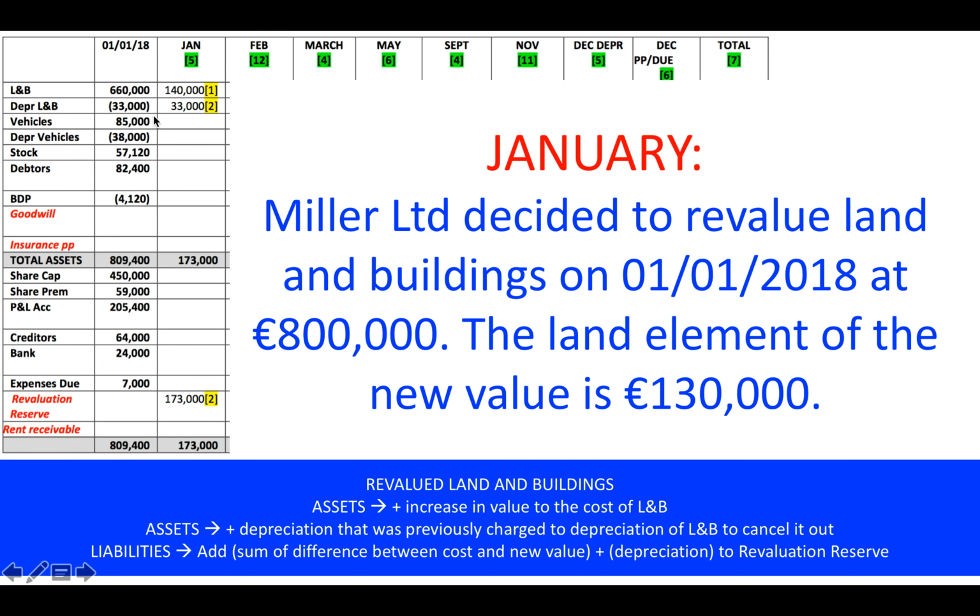So I'm going to add the difference between the old cost and what the new value is into the cost. Then I am going to unwind any depreciation that has previously been taken away from the value of the building. So that is 33,000 there. When I add them up, it's 173,000. So I know that's what happens in the top of my balance sheet. What happens below, I create a revaluation reserve and I put in the 173,000 there. So I've got 173 and 173. So that's January done.